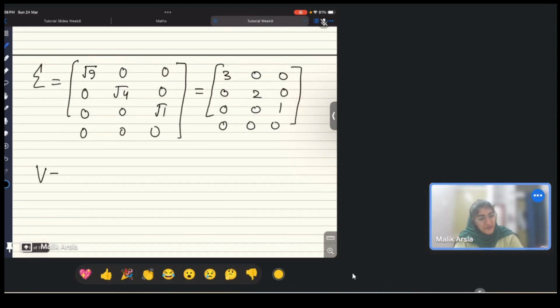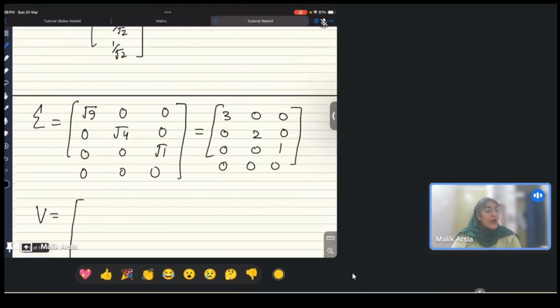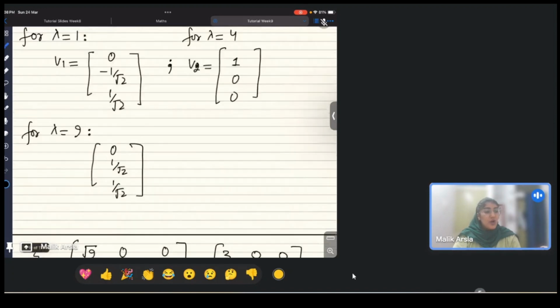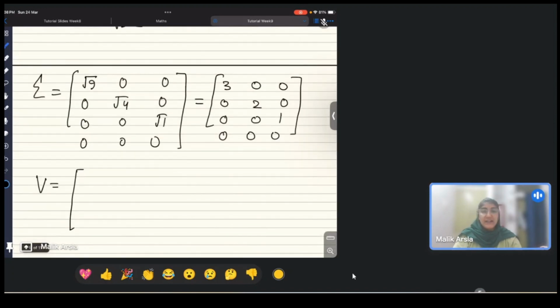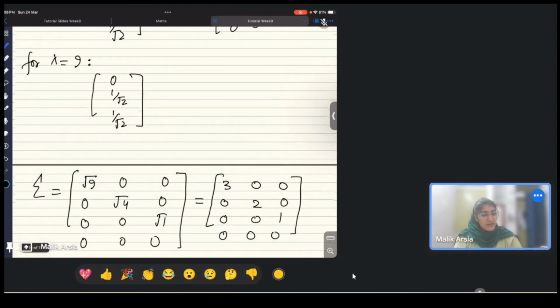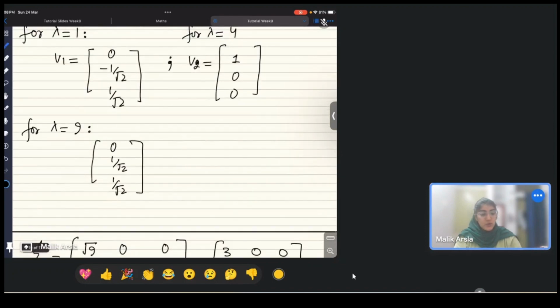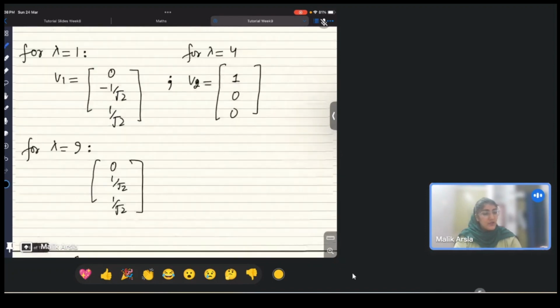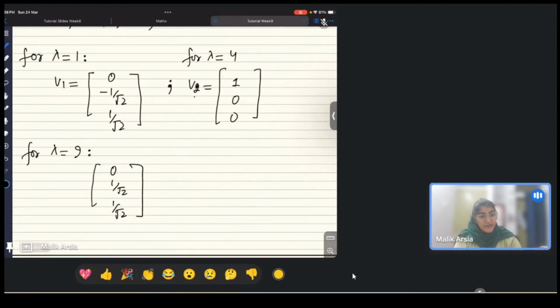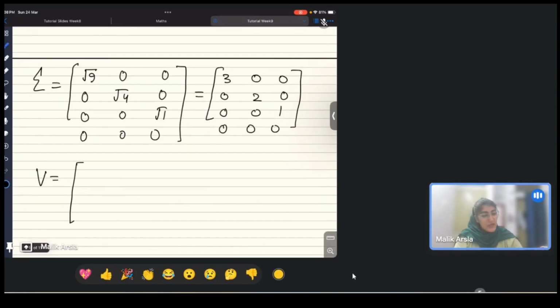Now for V, there is a catch: you have to write the eigenvectors not corresponding to how you found them, but corresponding to the entries in sigma. Here it is 3, so you will write the first eigenvector corresponding to lambda equal to 9. Then it is 4 here, so the second eigenvector, and the third vector should be the one for 1. So you'll take care of that.